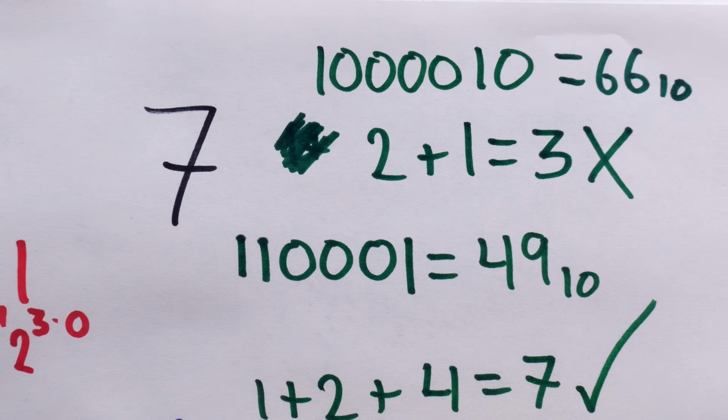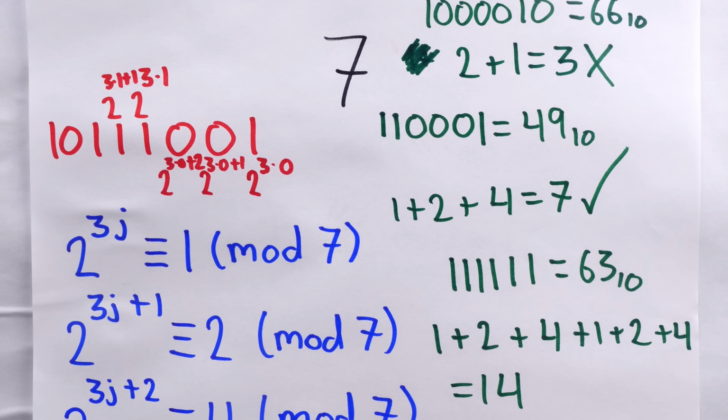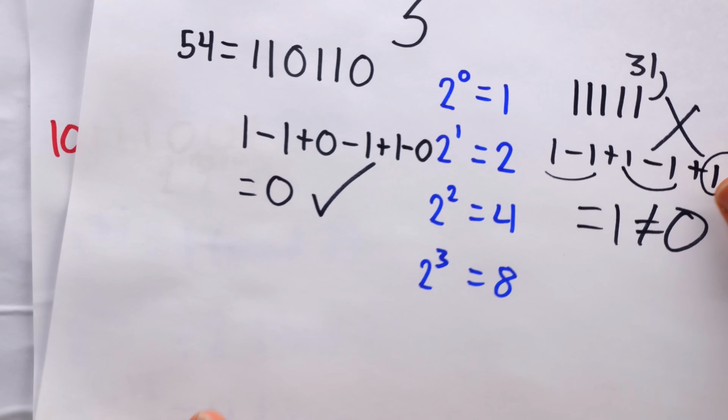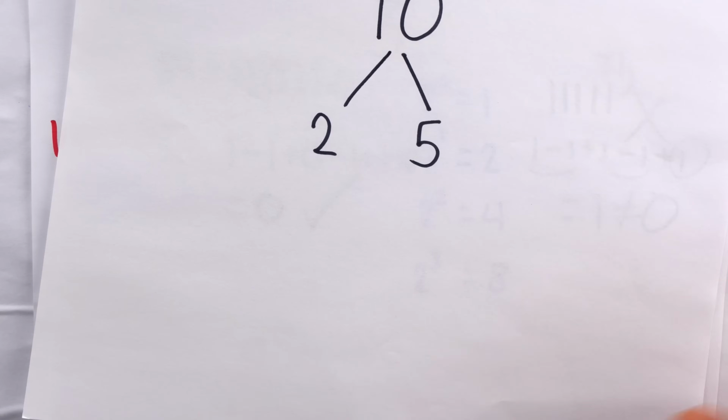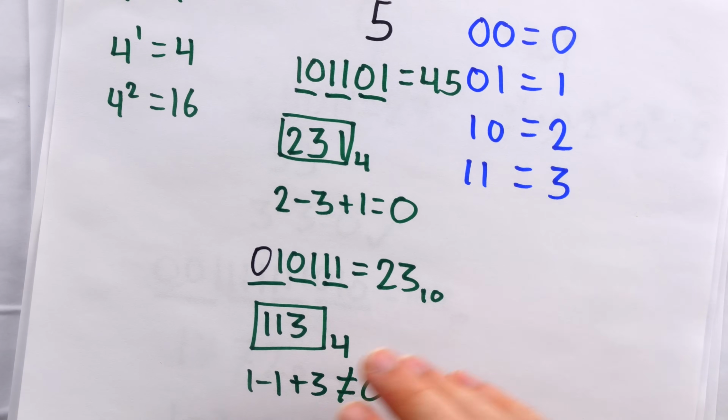So those are all of the binary divisibility rules for numbers 0 through 10. Hopefully you can see some of the patterns and analogous methods that are similar to the base 10 divisibility rules, and you could come up with your own divisibility rules for other bases.